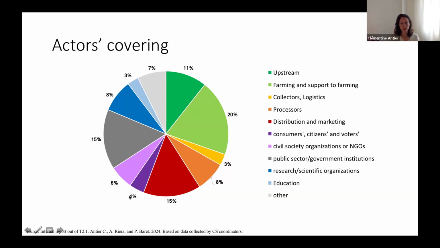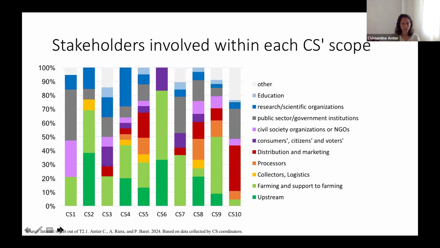Consumers are of course also included, although it's not the focus of the project. Civil society and NGOs, and again, a large share is public sector, which makes sense with the number of policies that were listed. And we also have research organizations and education. Again, education is somehow a small share compared to the other types of actors. So this is in terms of repartition.